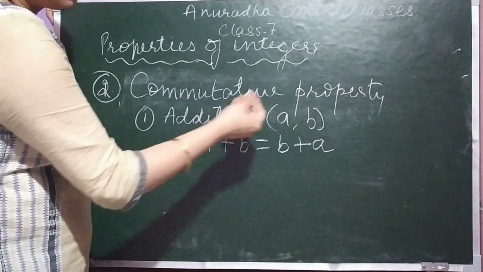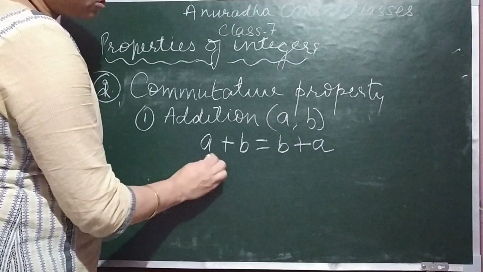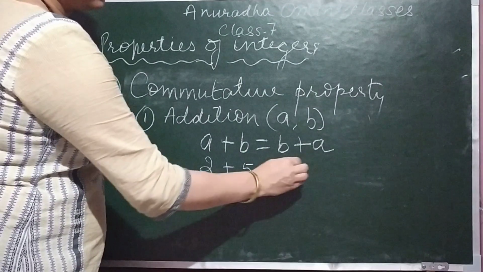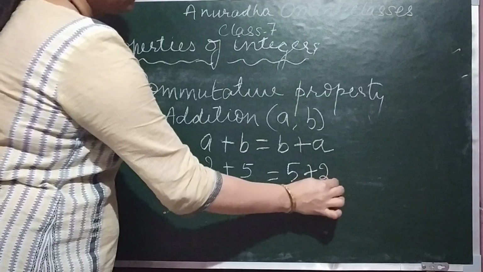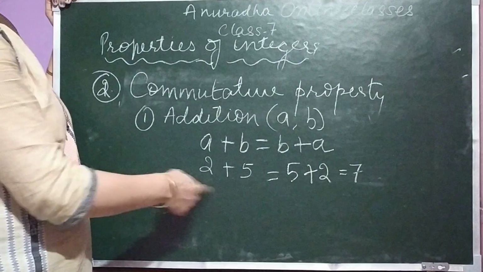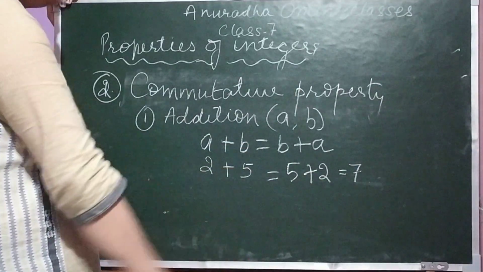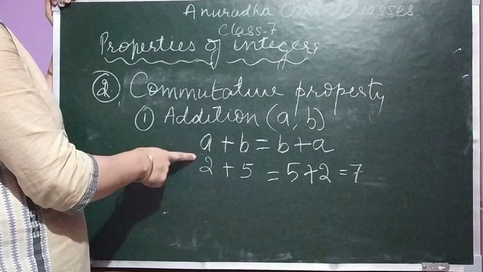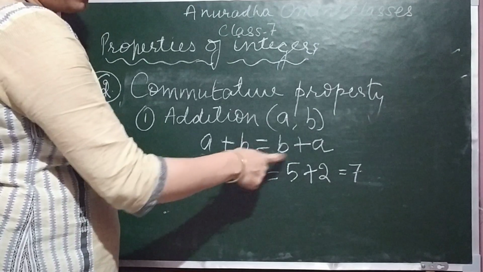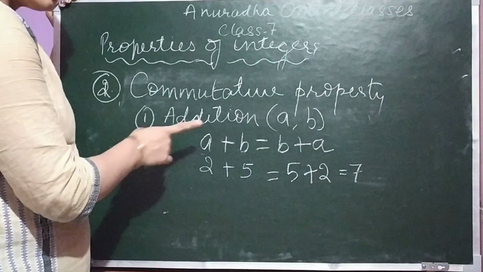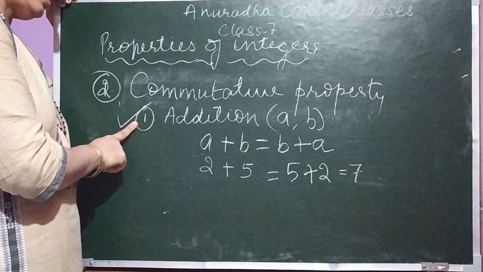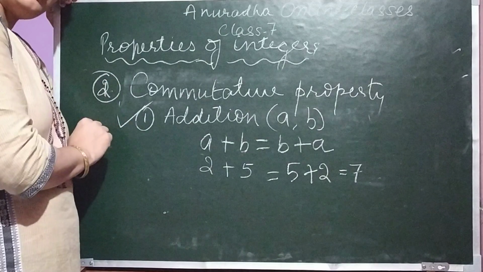Let us take a as 2 and b as 5. Here you will get 5 plus 2. Answer is 7. In this case also you will get 7. In this case also LHS is equal to RHS. Means if we change the position of the integers, a plus b must be equal to b plus a. If this condition is followed, then addition is applicable for commutative property.